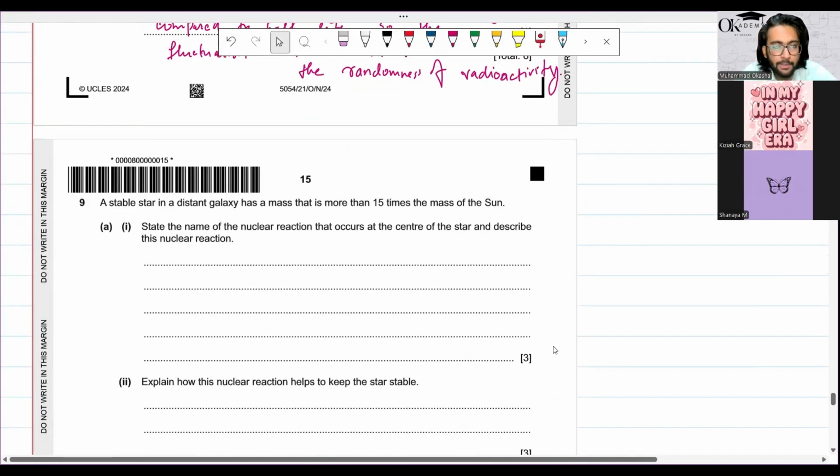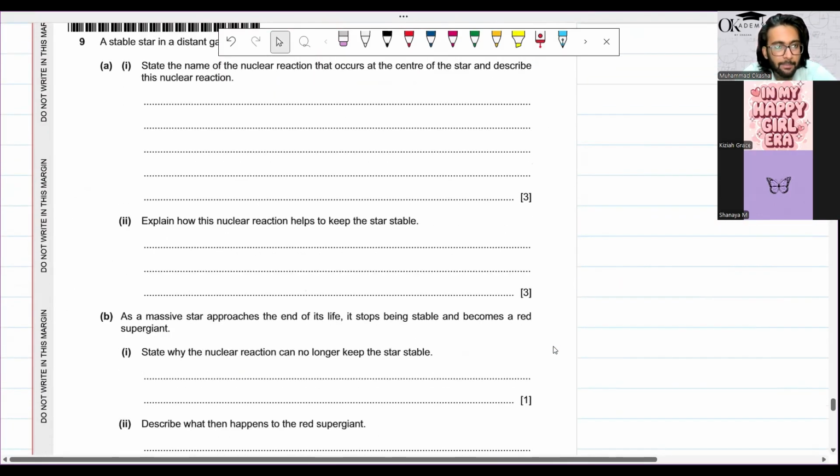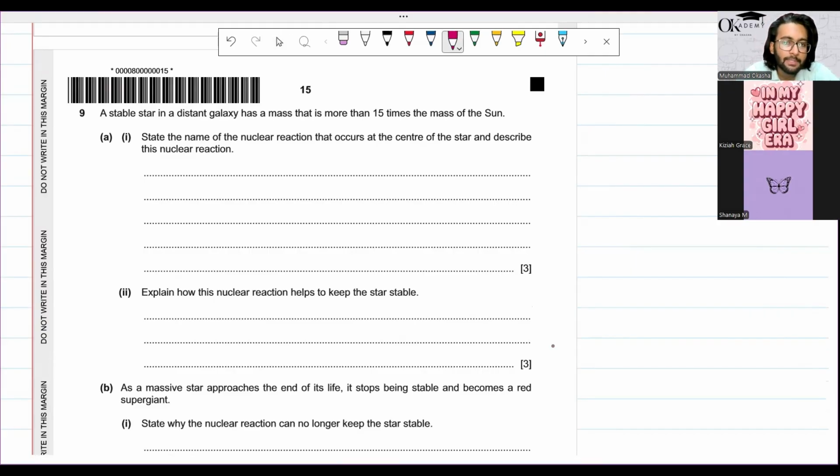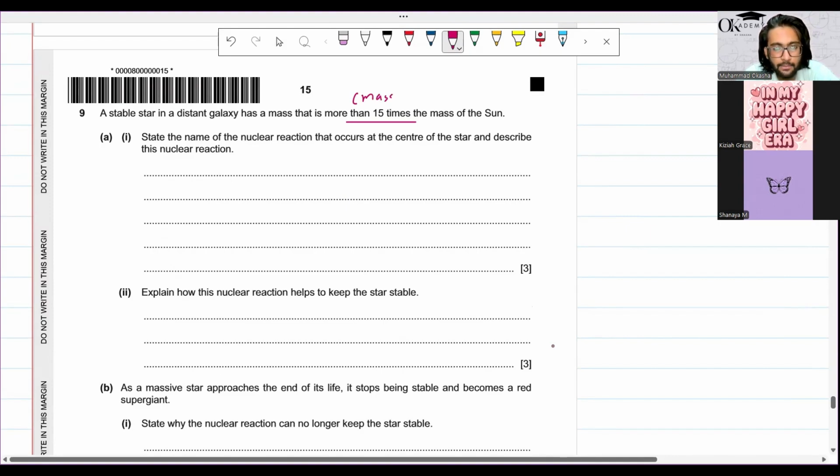Okay. Question 9, the last, I think Tizia's favorite bit. A stable star in a distant galaxy has a mass that is more than 15 times the mass. So this is a pretty big star. This is one of the massive stars.